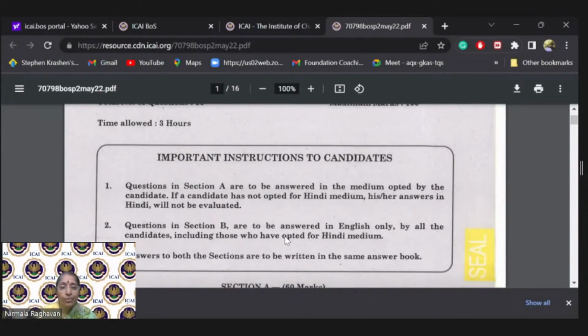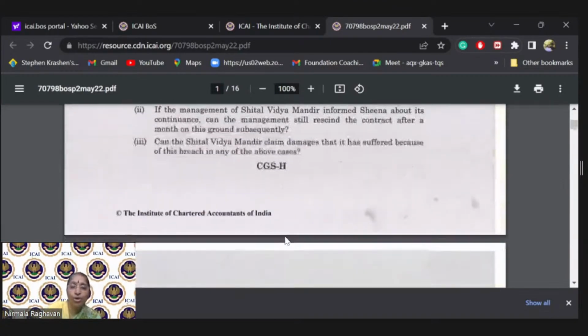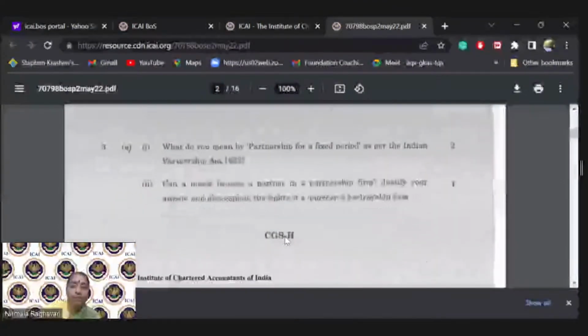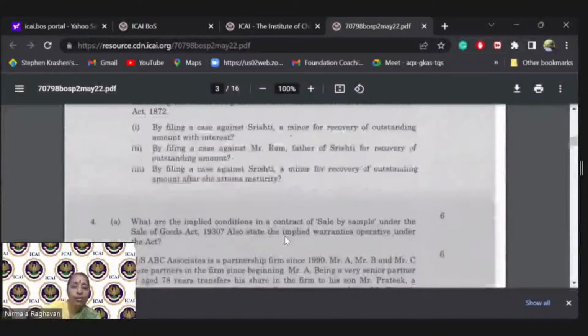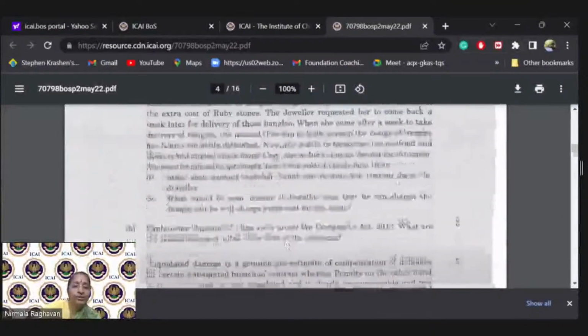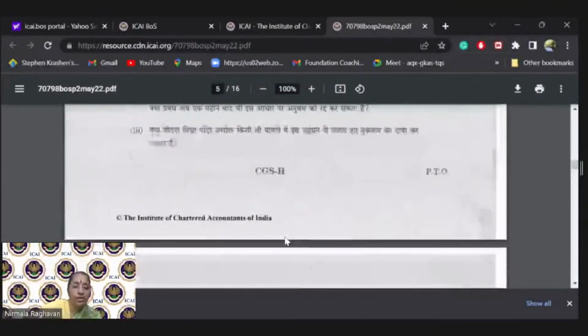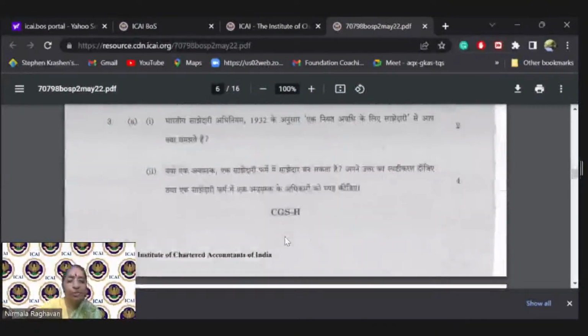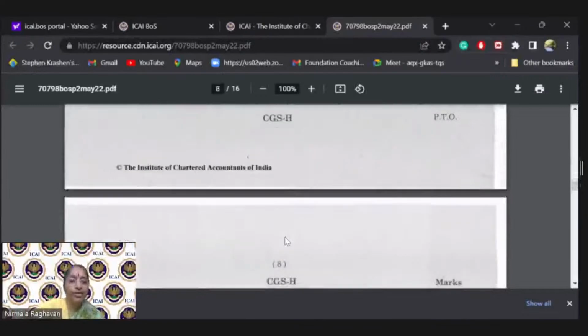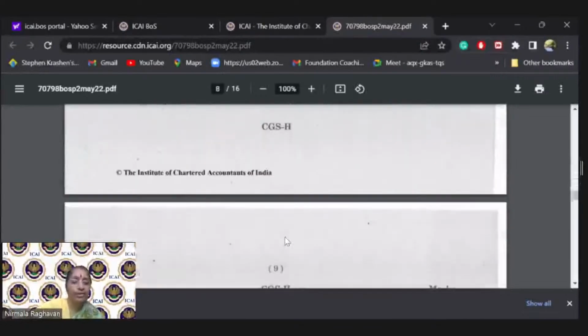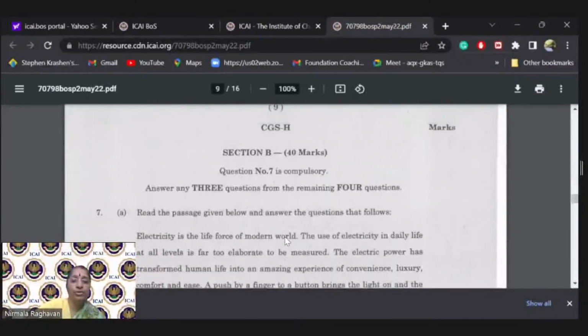So this is the question paper. Questions in section B are to be answered in English only by all the candidates, including those who have opted for Hindi medium. Okay. So section A is law. This paper is clubbed with law. Now the question number 7 is BCR. From there it starts. So you have the Hindi version of the law paper, and then we get ours, the BCR. Here we go. So this is how it is.